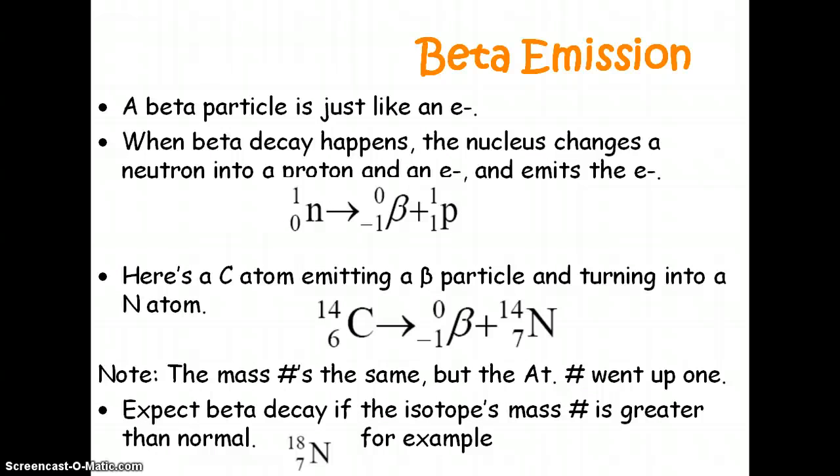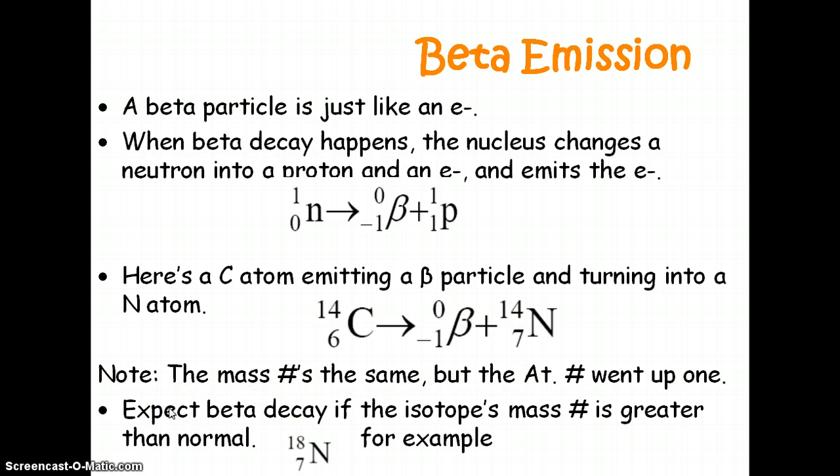Beta emission, however, is when you give off a particle that's just like an electron. So basically, when beta decay happens, the nucleus takes a neutron and changes it into a proton and an electron, and then it emits the electron. Okay, so the mass number doesn't change because you're trading a neutron for a proton. They have the same mass, but the identity of the element does change because it gains a proton. Here you see a carbon atom emitting a beta particle and becoming a nitrogen atom. Notice again, mass numbers stay the same, atomic numbers go up by 1.